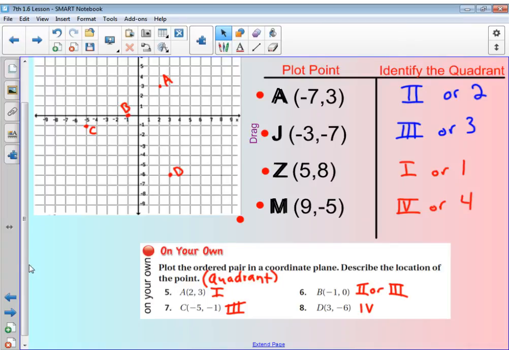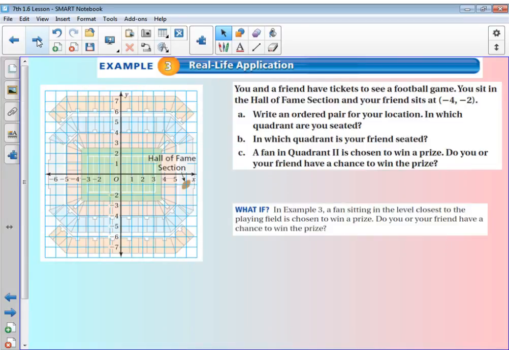Okay, so those points are plotted, and the quadrants you should be able to check also. Okay, so here's a real life application of where you may actually use coordinate planes. So here's a picture of a football field, football stadium. And it says you and a friend have tickets to see a football game. You sit in the Hall of Fame section and your friend sits at -4, -2. So let's identify those two spots to begin with.